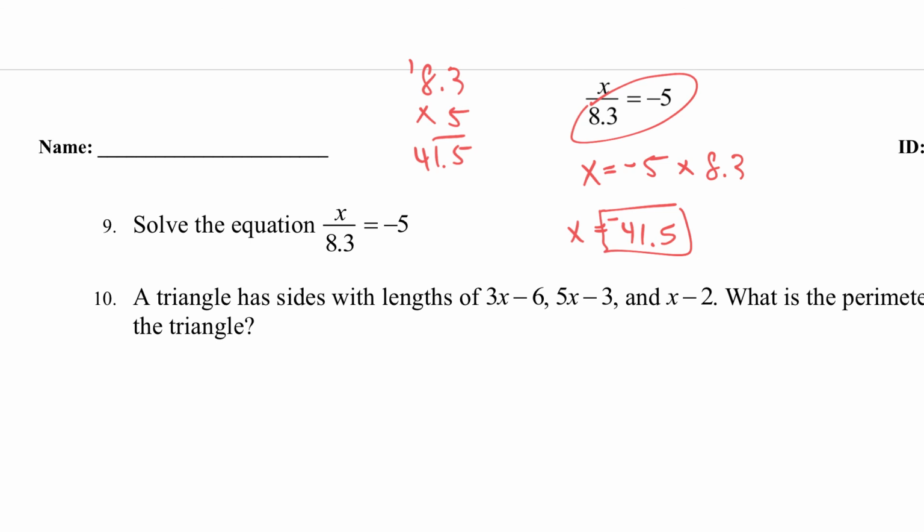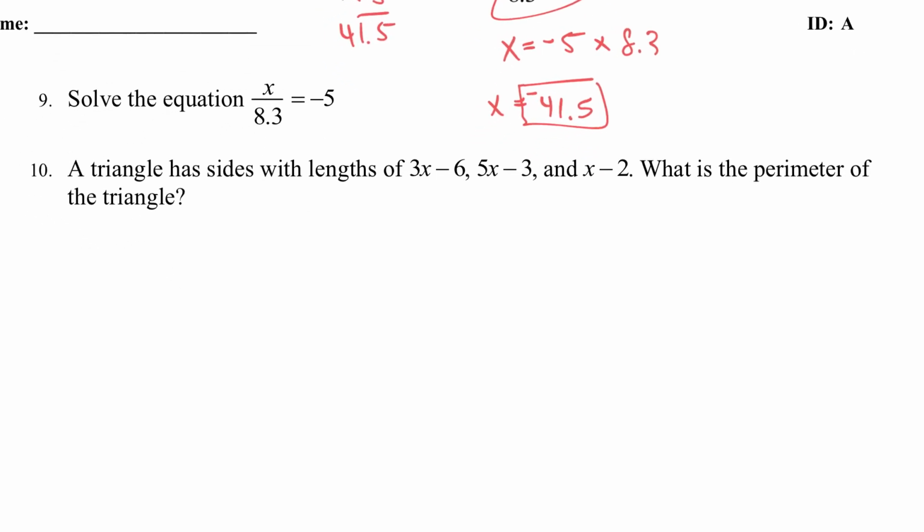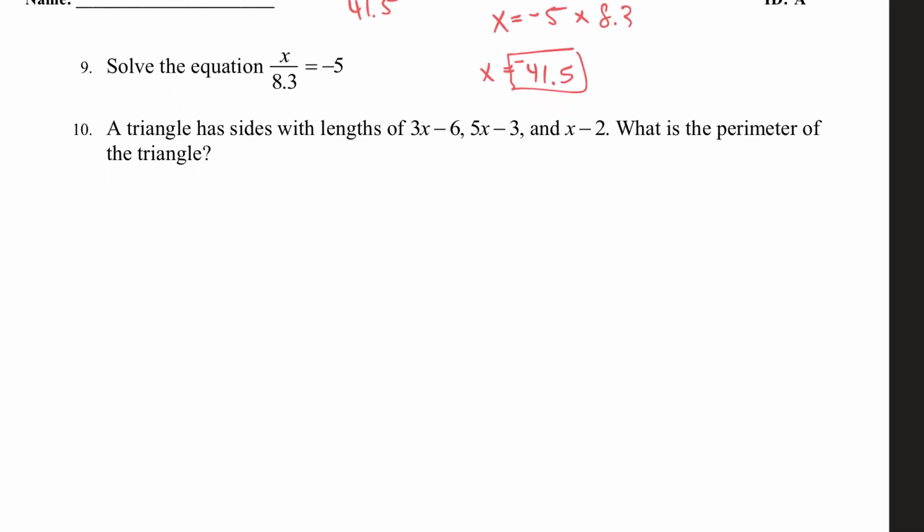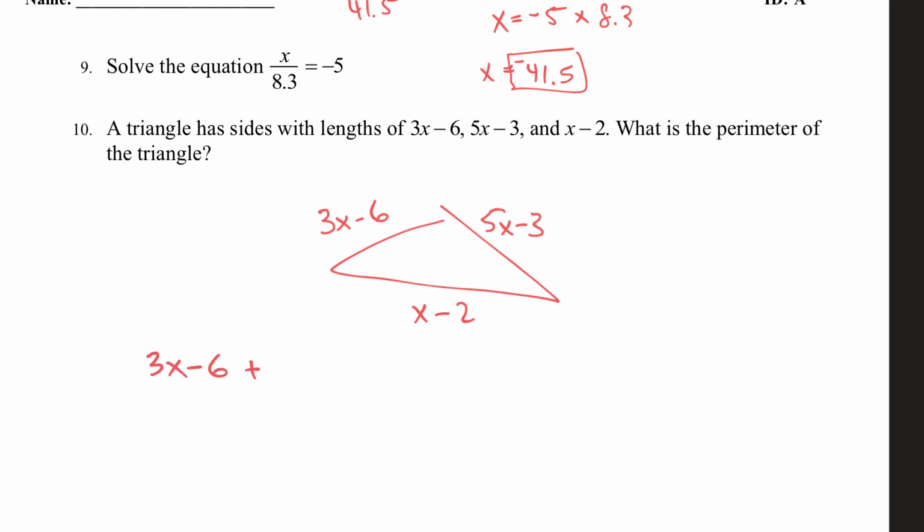And so here in this problem, let me make it smaller, we have a triangle. One side has a length of 3x minus 6, another side has 5x minus 3, and a third side has x minus 2. What is the perimeter? Well, to find the perimeter, we have to add this side plus that side plus that side. I'll write it down. 3x minus 6 plus the second side, 5x minus 3, plus the third side, x minus 2.